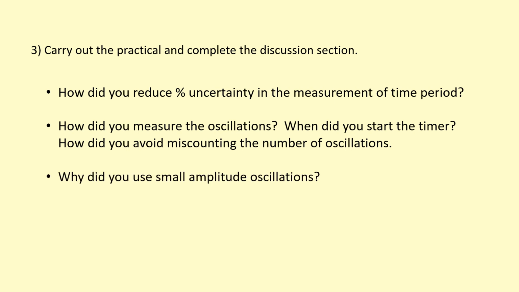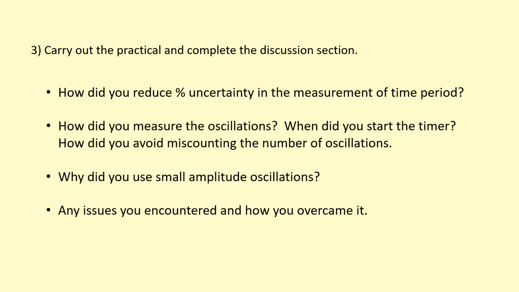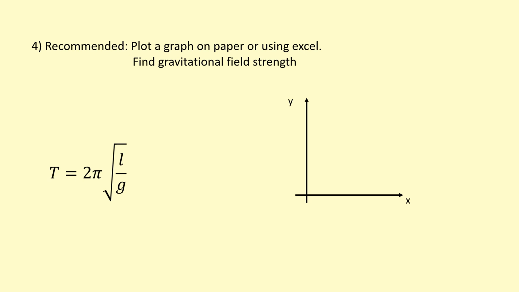And then you can discuss why use small amplitude oscillations. So for example, about the small angle approximation and why that's important. You can also discuss any other issue you encountered and how you overcame it during the practical. So for example, was your pendulum oscillating in one plane, or was it going back and forth or round in circles, and how you avoided it from doing that. These final steps aren't essential to pass the CPACs in my class, but I do recommend them.